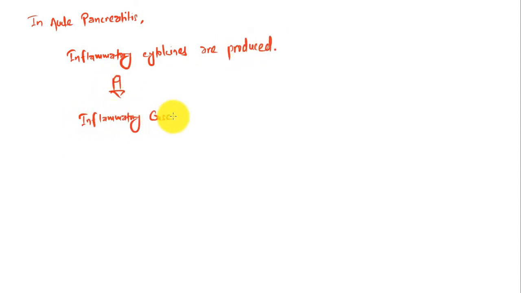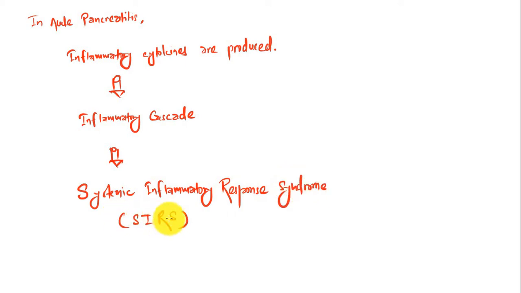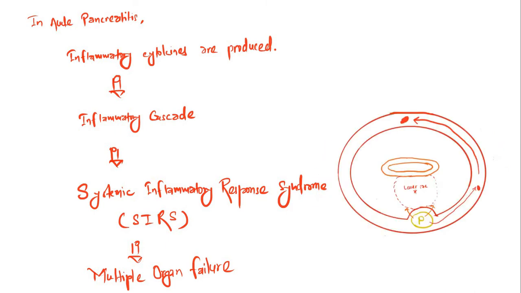So in acute pancreatitis, the inflammatory cytokines are released, creating inflammatory cascade reactions. This will result in systemic inflammatory response syndrome, known as SIRS, which will result in multiple organ failure. SIRS can present as shock. It can be due to loss of plasma in the intraperitoneal and the extraperitoneal space.